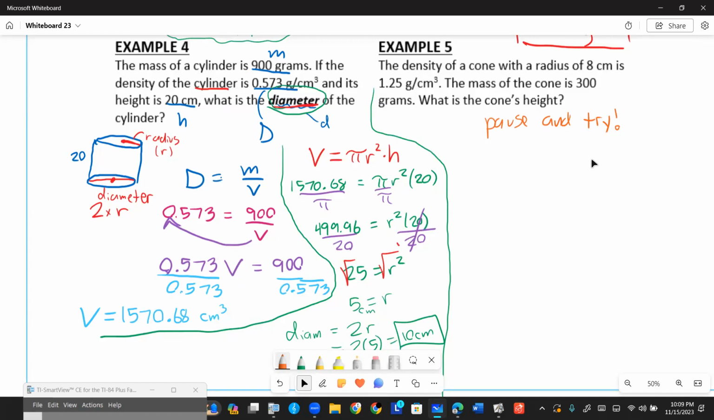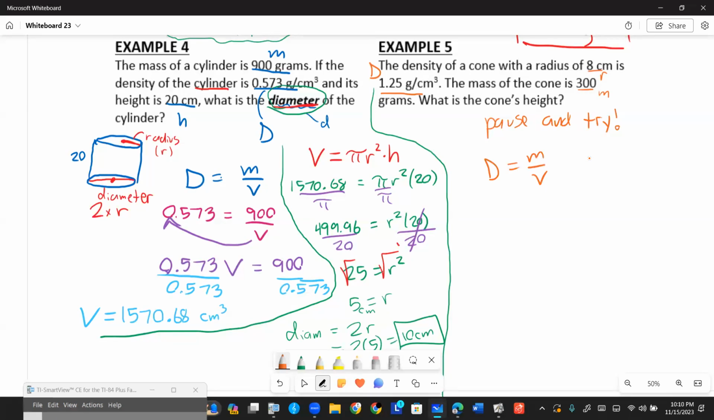All right, hopefully you've had a chance to try it. Let's look at the question. The density of a cone with a radius of 8, we'll mark that as R, is 1.25 grams per cubic centimeters. So that's going to be my density. The mass of the cone is 300 grams. What is the cone's height? So let's start with our classic density equals mass over volume formula.